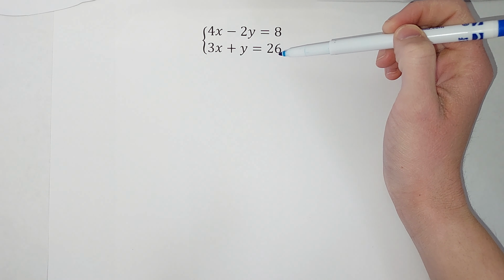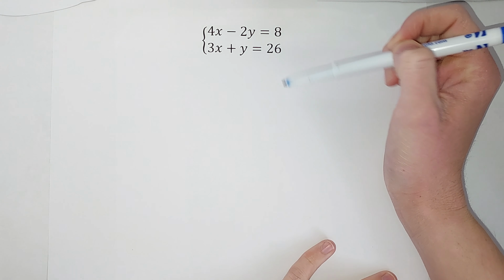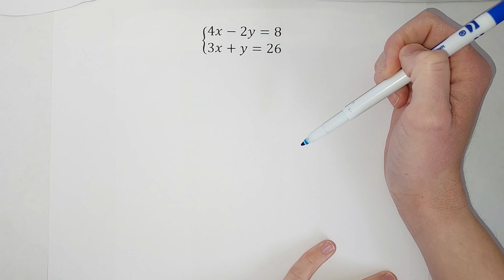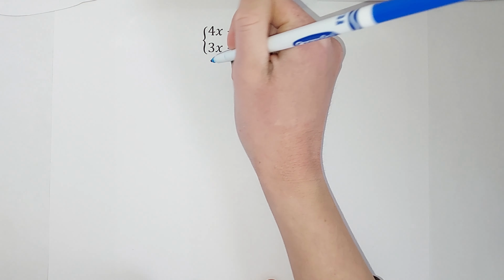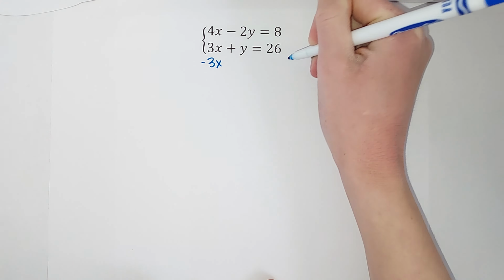So we want to pick one that's easy to get alone. As I'm looking at this, it looks to me like this y will be the easiest one to get alone because there's nothing here that I would have to divide off, right? So I'm going to solve for this y. To get that y alone, I would subtract 3x from both sides, right? When I do that, I'm left with y equals, I'm going to write the x first, just out of habit, negative 3x plus 26.